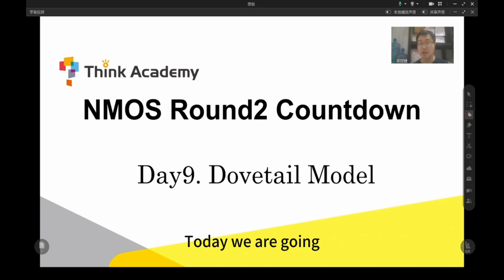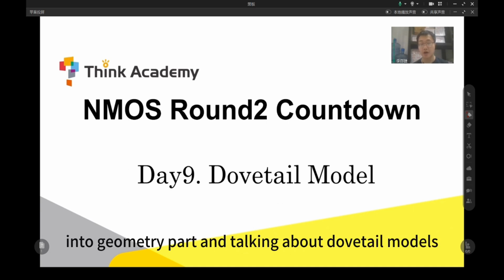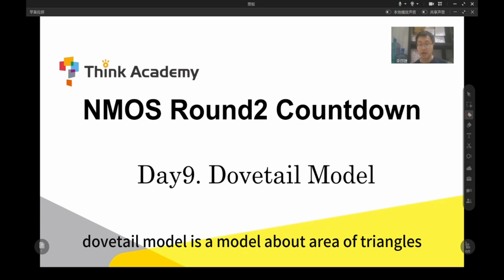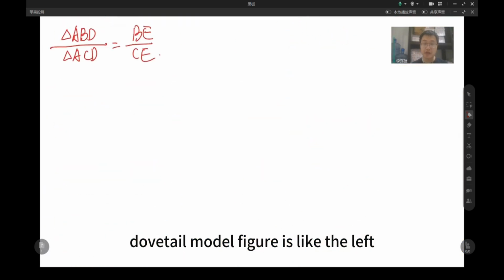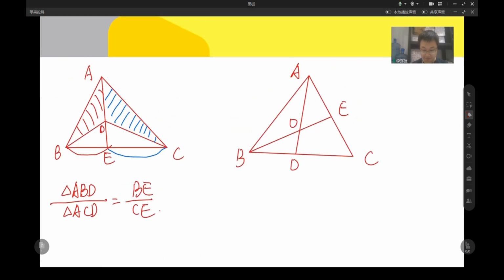Today we are going into the geometry part and talking about dovetail models. The dovetail model is a model about the area of triangles. It connects the area of triangles to the lengths of line segments. The most typical dovetail model figure is like the left one.